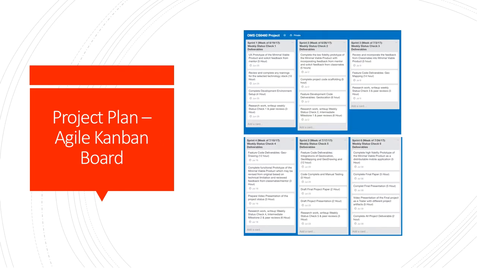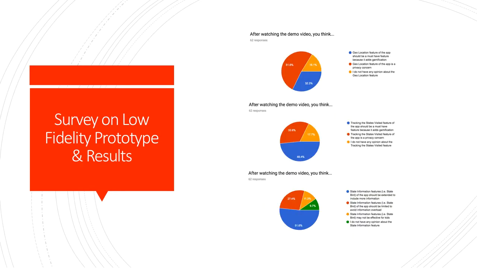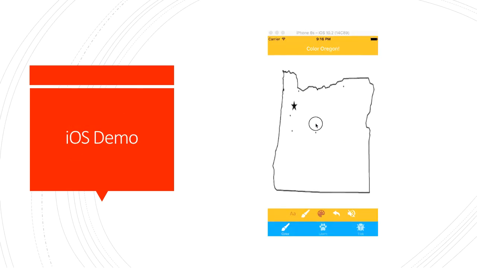And then for my project plan, as I mentioned, I used Trello. This is what my Trello board initially looked like. Then for my UX prototype, I used Envision app, which is an open source free app. Then I conducted a survey on my low fidelity prototype, and I got some results. I presented a subset of the results, and these are kind of interesting. As you can see, for a lot of the features I was developing, there is a varying degree of opinion from my surveyors, but I tried to incorporate most of this in the features of the app. So here's the demo of the app in iOS.